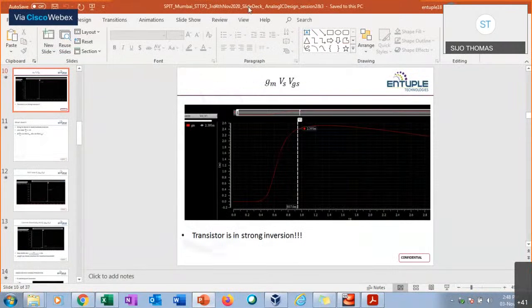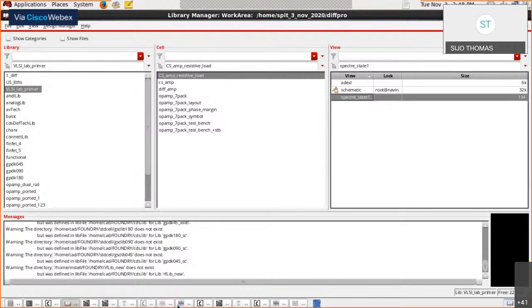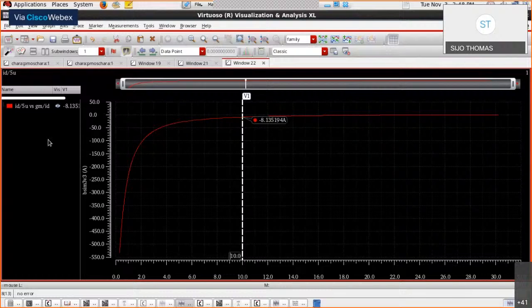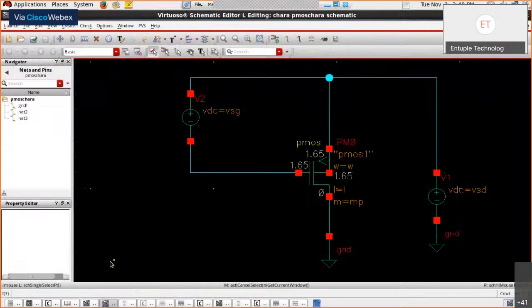PMOS Cara. Go to the tool. In the Cara library, PMOS Cara. All right, so that's set up for simulating the PMOS curves.